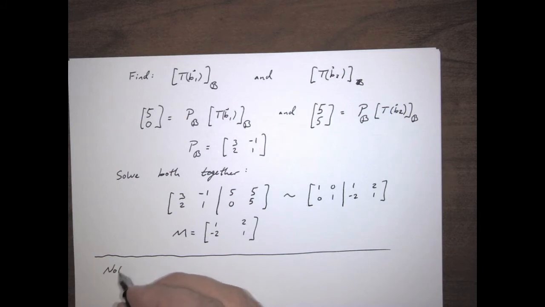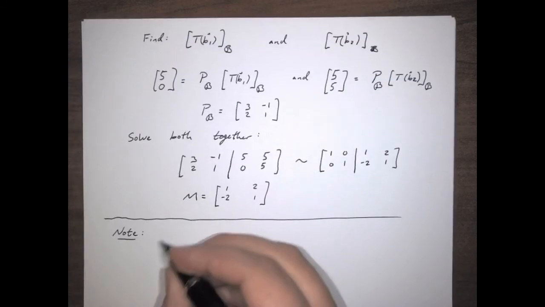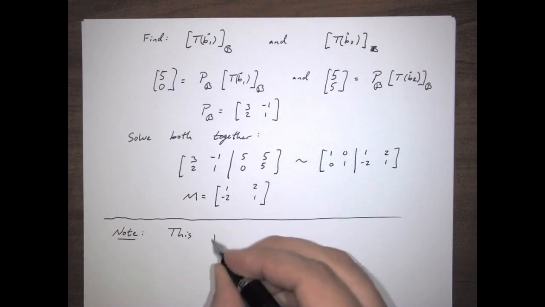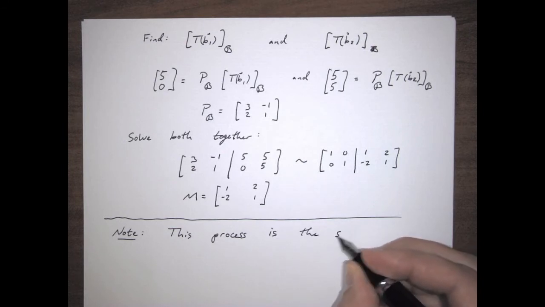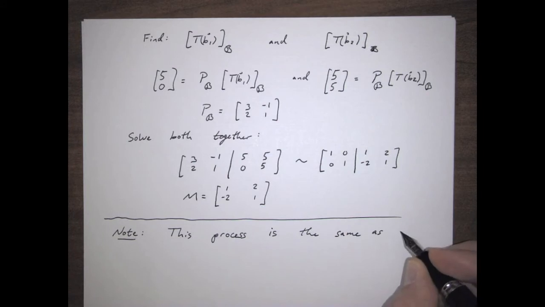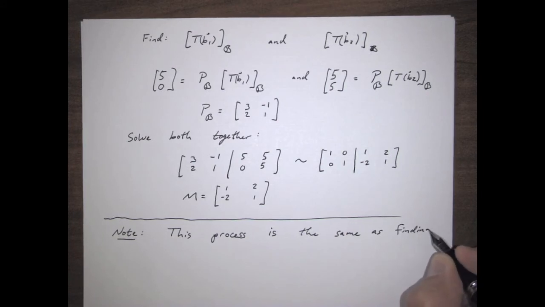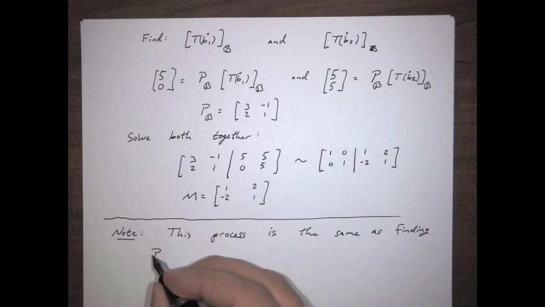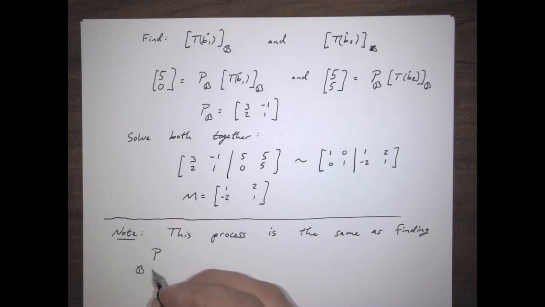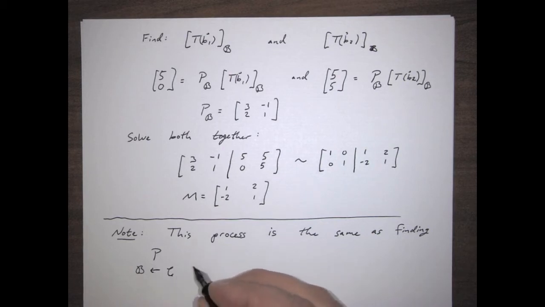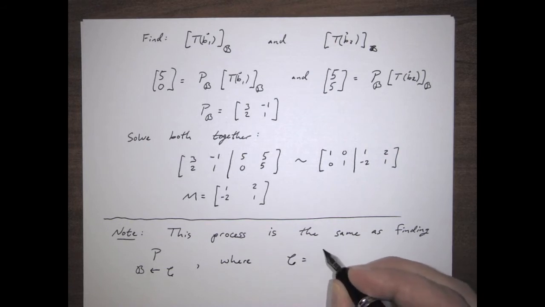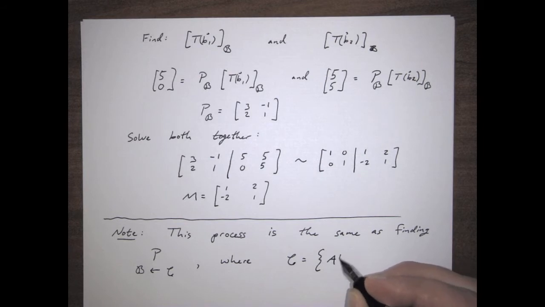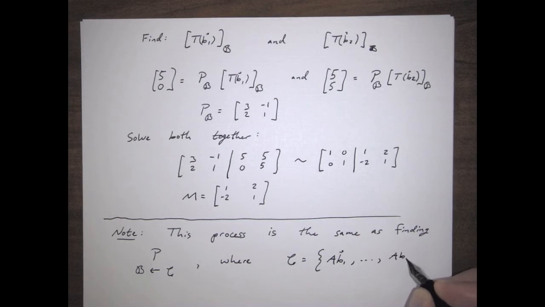So note, this process is the same as finding P, and let's see, so this one would be with B on the left and C on the right, where the C here would be very specifically that A times B1 up to A times Bn.